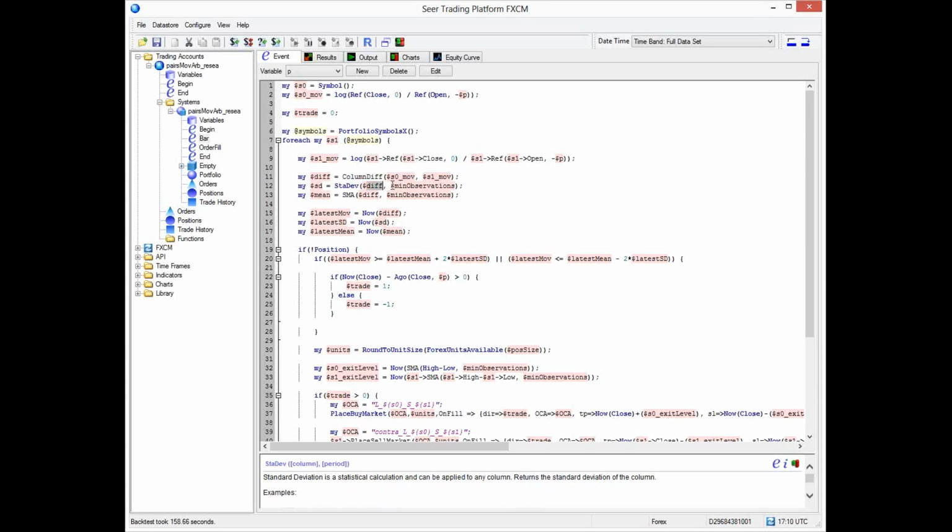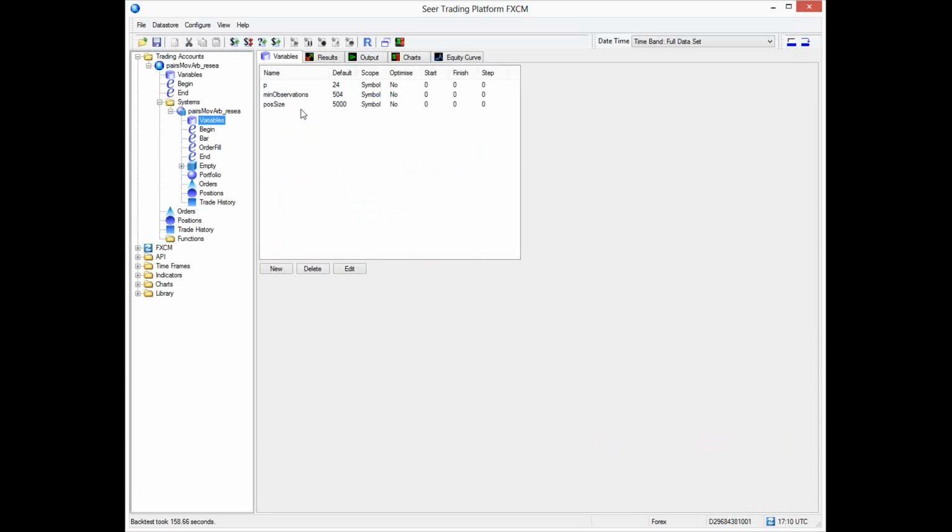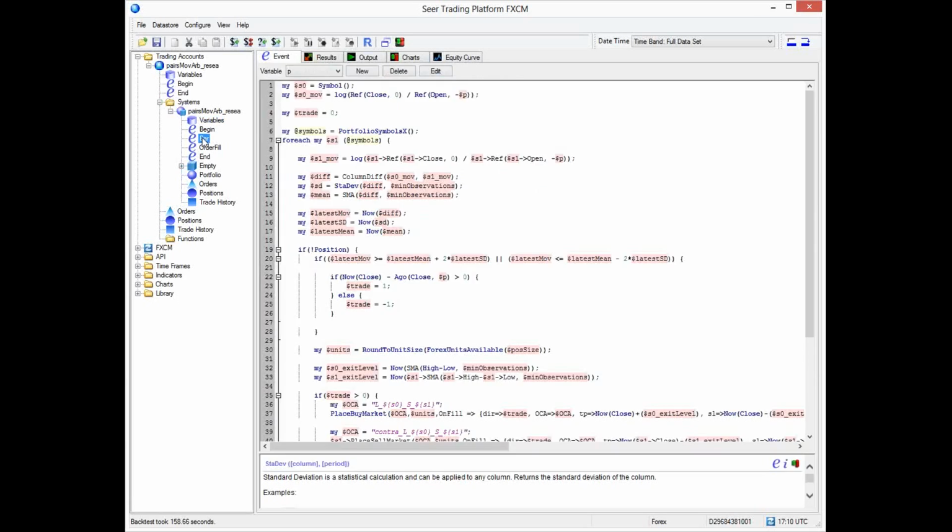And the parameter there I put was minimum observations, which you remember from my variable section was set to about 504. So I'm looking at about 504 hourly candles, which is approximately a month. So I've got these two arrays. One is called SD, which is the standard deviations, and one is called mean. And now what I do is I get my latest values for those means and standard deviations.